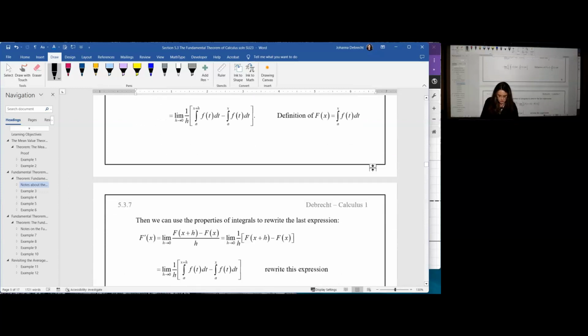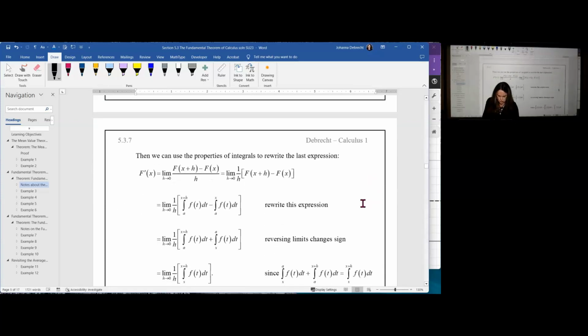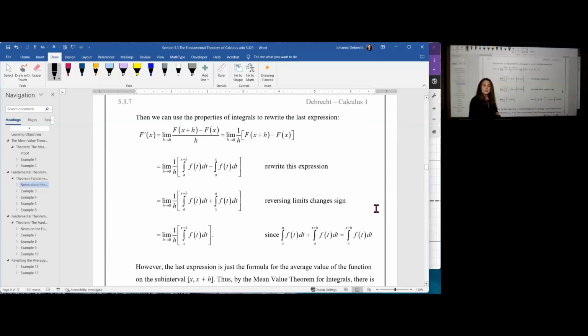In the next step, we can use the properties of integrals to rewrite this last expression. What we want to do is reverse the limits. When we're looking at this expression here, we want to reverse the limits in the second integral. So we're going to rewrite this one, instead of from a to x, from x to a. But switching the limits of integration adds in a negative 1 to the integral. A double negative will make it positive.